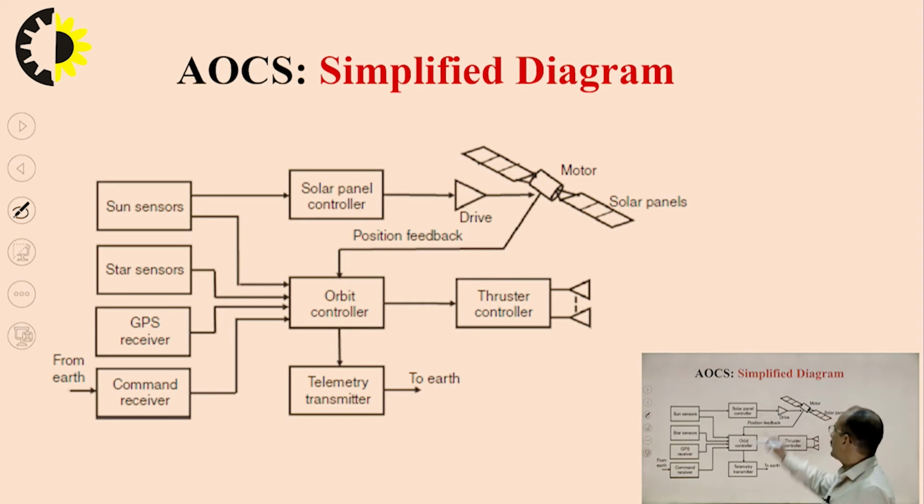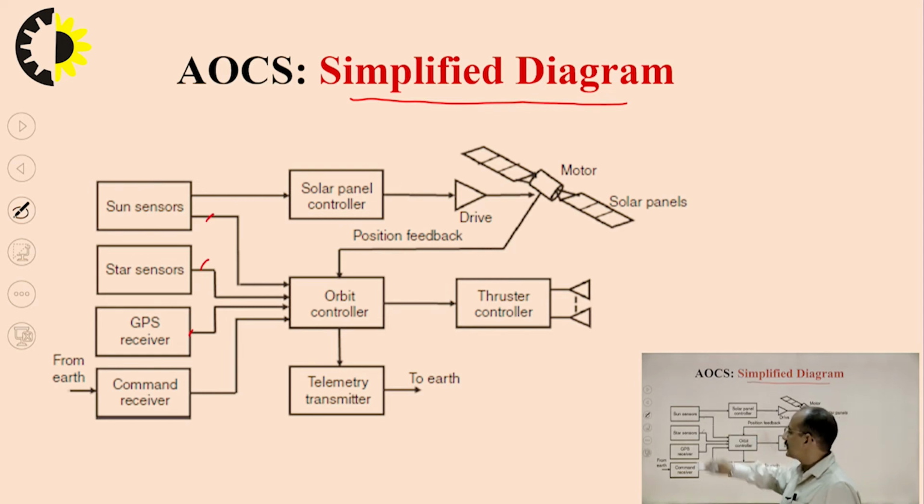Similarly, if you look at the simplified diagram of the same AOCS system, the same points are there: sun sensor, star sensor and GPS receiver. They all give data to the orbital controller, and the orbital controller communicates with the TTCM system of the satellite through the earth station, so that the command comes from the earth station and the thrusters and flywheels or other things can be operated as per the requirement.